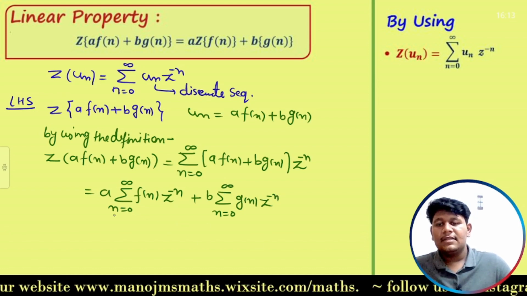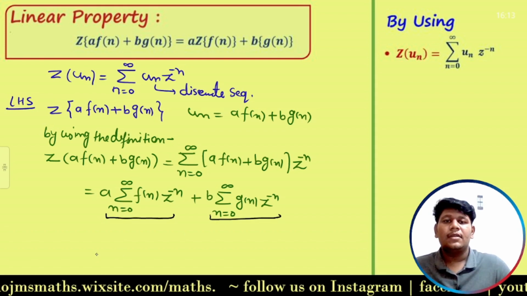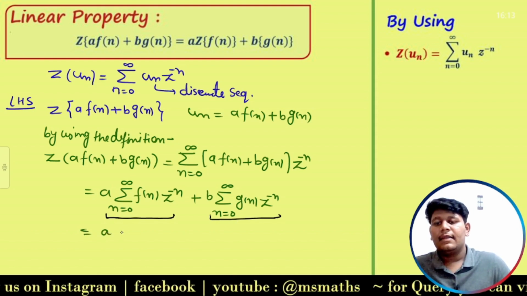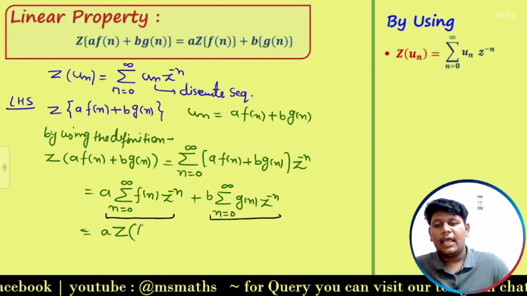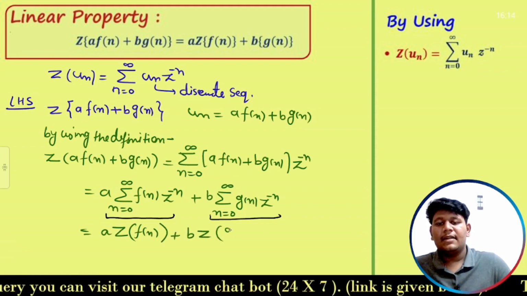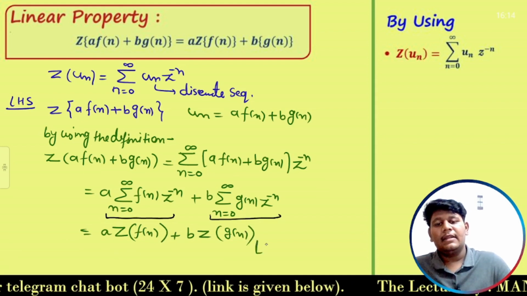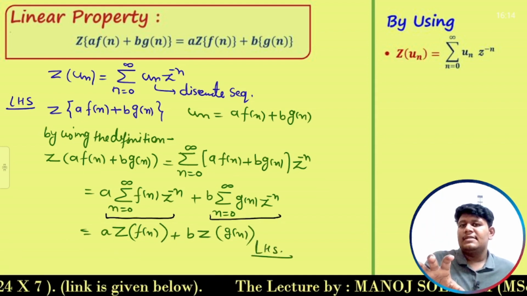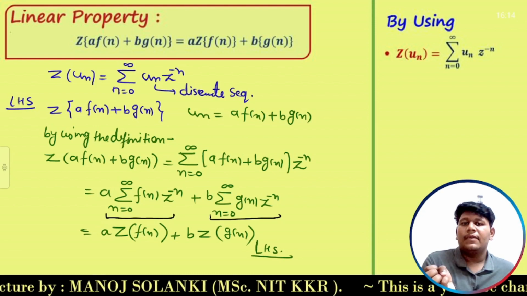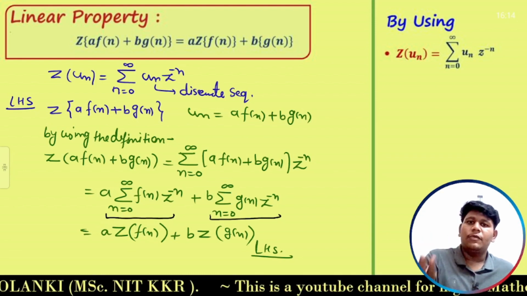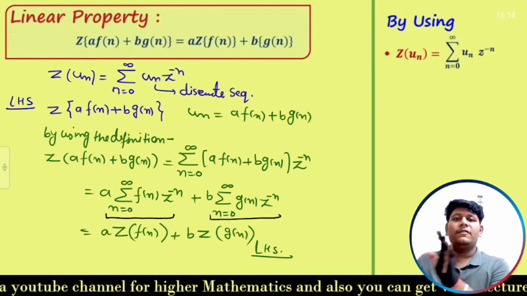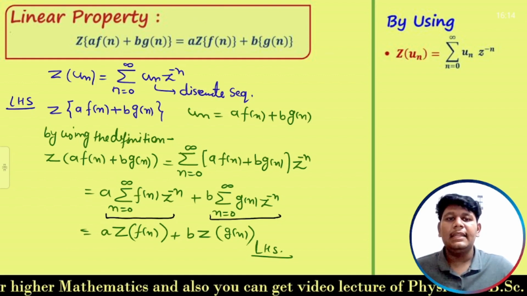Now you can see here it is nothing but the definition. So we can easily write it as a times the z transform of f(n), and similarly b times the z transform of g(n), and it is our left hand side. It means if you have two functions and you calculate the z transform of each before adding and then add, that result is equal to the z transform of the addition of the functions. So this is the meaning of the linearity property.